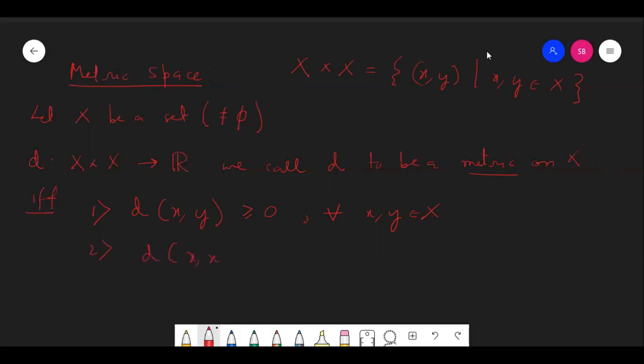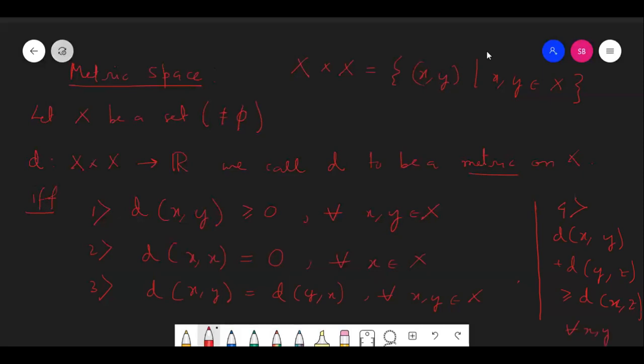Then D of X and X is equal to 0 for all X in X. And the third is D of X comma Y should be equal to D of Y comma X, that is also for all x, y in X. And the fourth is D of X comma Y plus D of Y comma Z will be greater than or equal to D of X comma Z for all x, y, z in X.